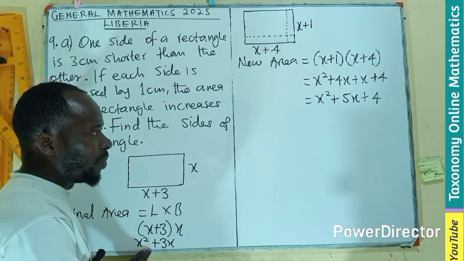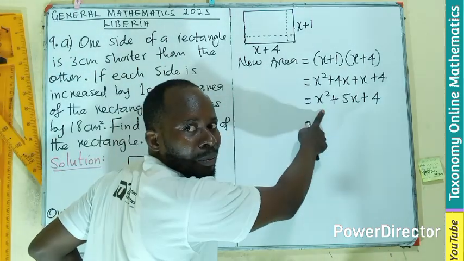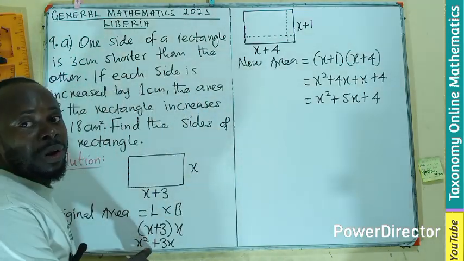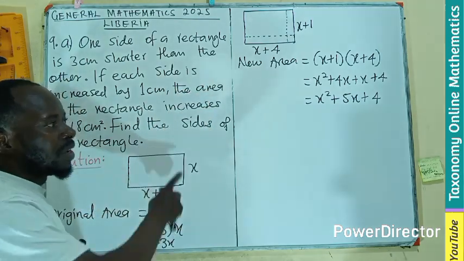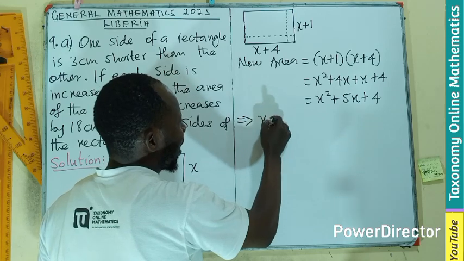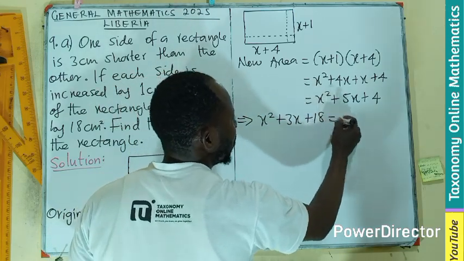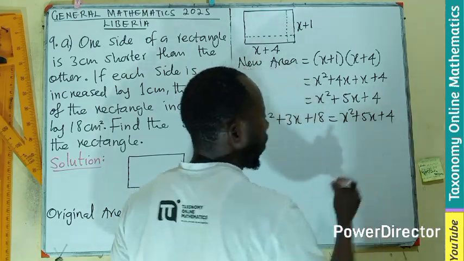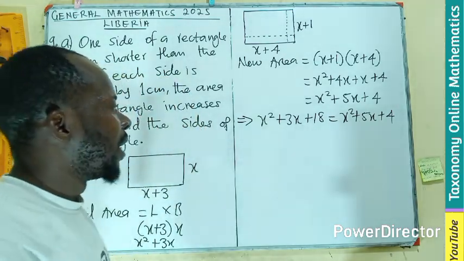So this area has been increased by 18 to get to this. Meaning, if I take away 18 from here, I should come back to the original area. Or when I add the 18, which is the increment, to this, that will give me the other side. So this implies that x squared plus 3x plus 18 should be giving me x squared plus 5x plus 4.